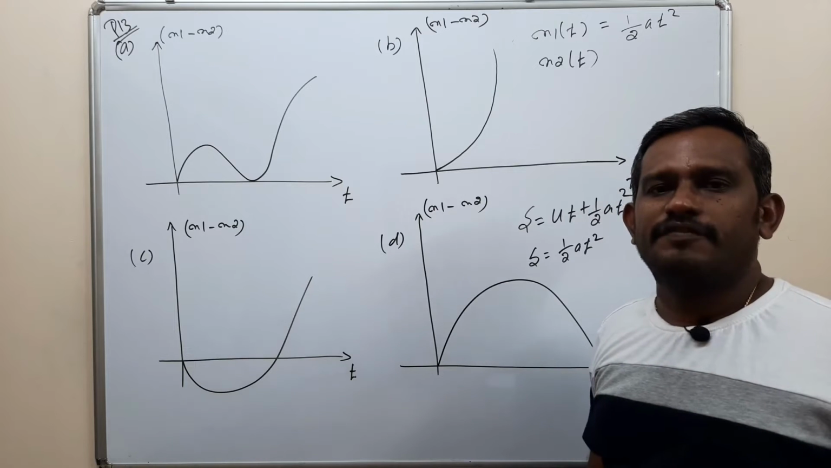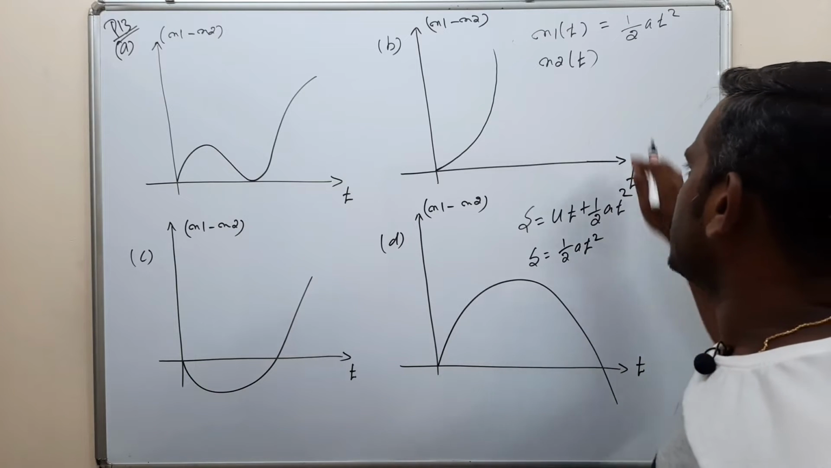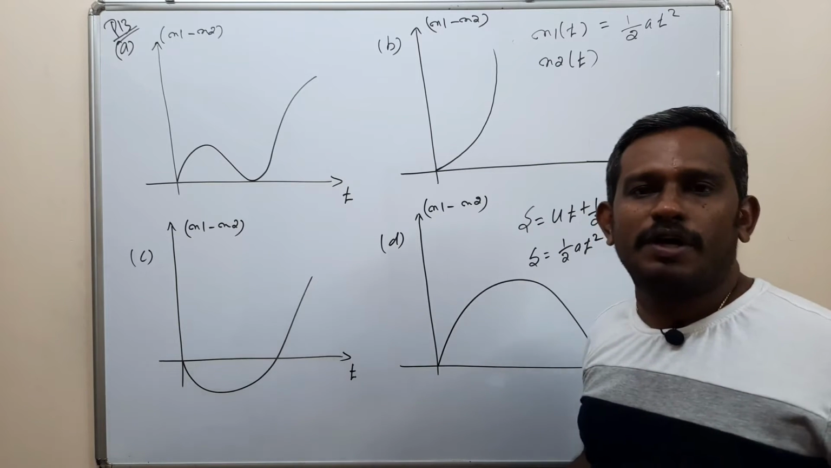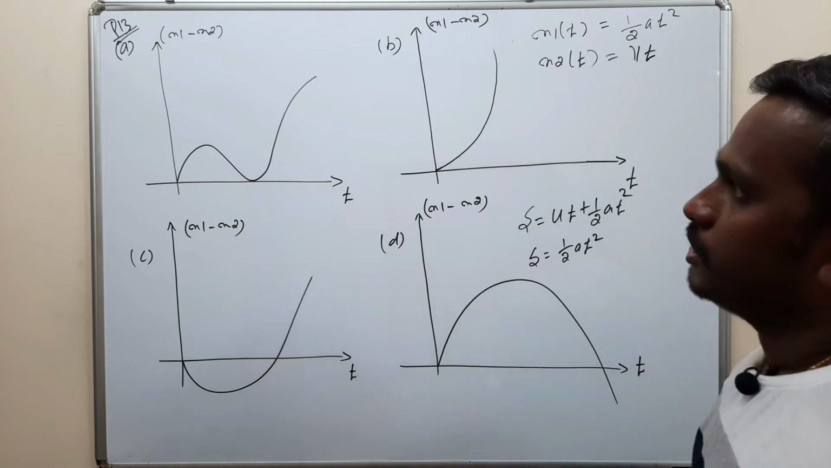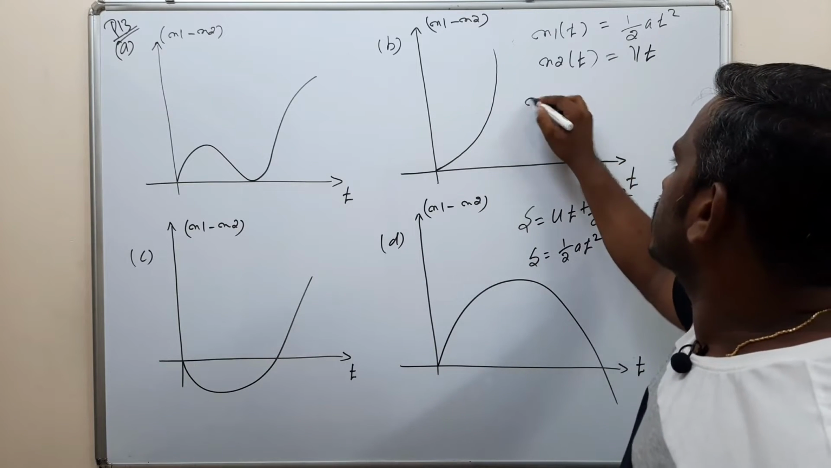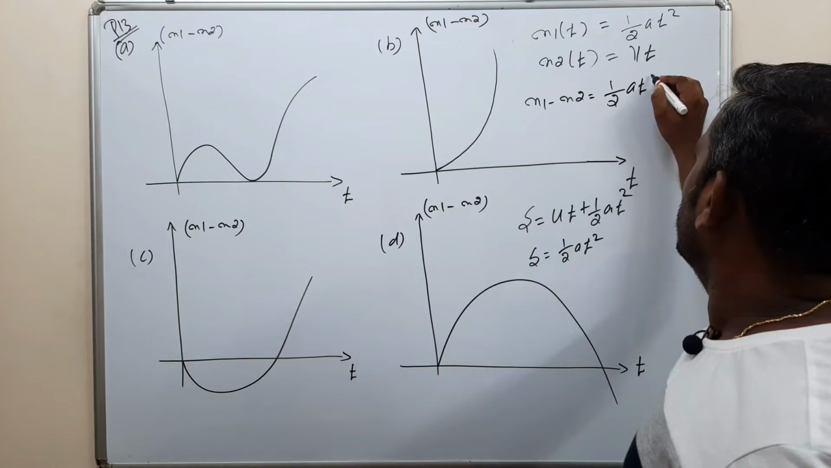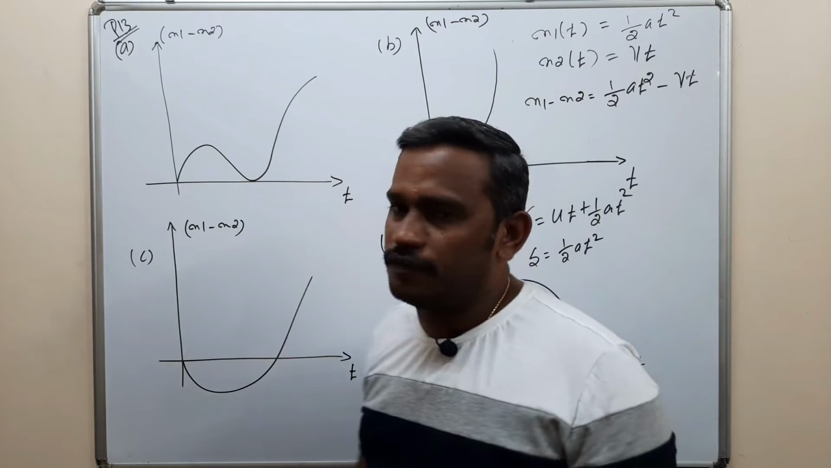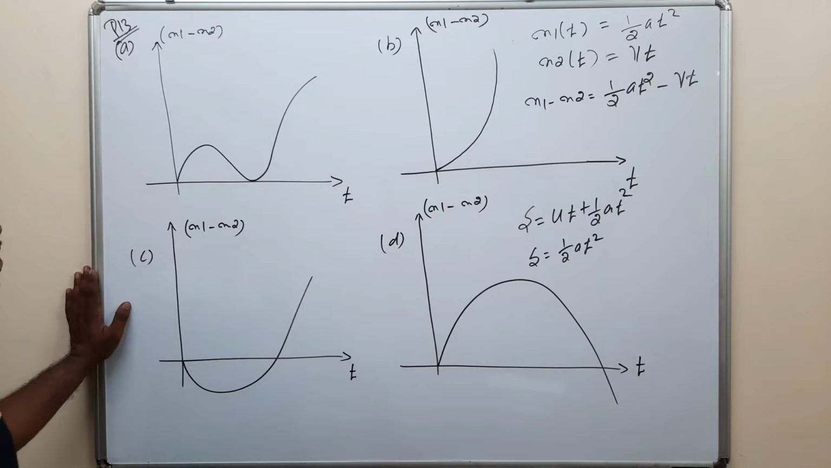At the same instant of time, another body is moving through the origin, that is x equal to 0, with a constant velocity v. So the position of the body after time t is equal to vt. So we have to find x1 minus x2. x1 minus x2 is equal to half at square minus vt. If we plot the graph of x1 minus x2 and t, which one of the following 4 graphs is the answer?